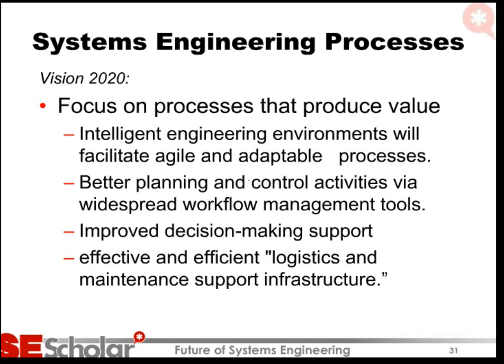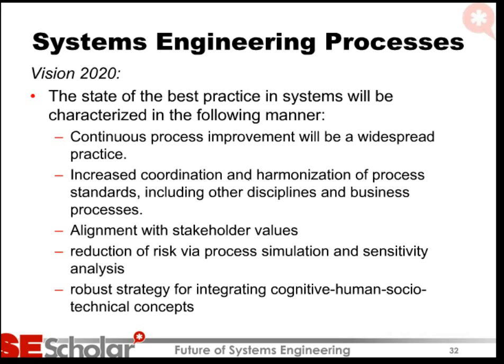So that's actually a way that we can measure. We'll focus on processes that only add value, be very intelligent in our engineering environments, and be able to better plan and control through workflow management processes, better decision-making, and, of course, being effective in our logistics and maintenance support infrastructure. Also, we want to see the best practices in system engineering well codified, with continuous process improvement that is widespread. Coordination and harmonization of these processes between disciplines and businesses would be good, to be able to understand and align stakeholder values. The reduction of risk through process simulation and sensitivity analysis is very important, and a robust strategy of integrating coherent human, social, technical concepts.